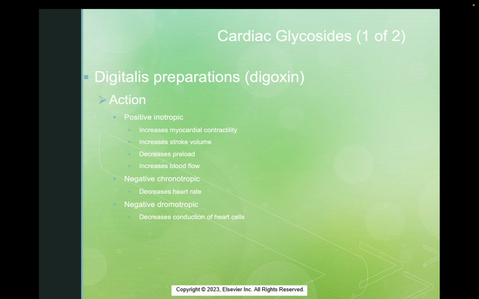So it has a negative chronotropic effect. So this is a very complex drug. It's increasing the contractility, but it's actually decreasing the rate. It is a negative chronotrope and a negative dromotrope. So it's also decreasing the conduction of that impulse, so that electrical impulse.